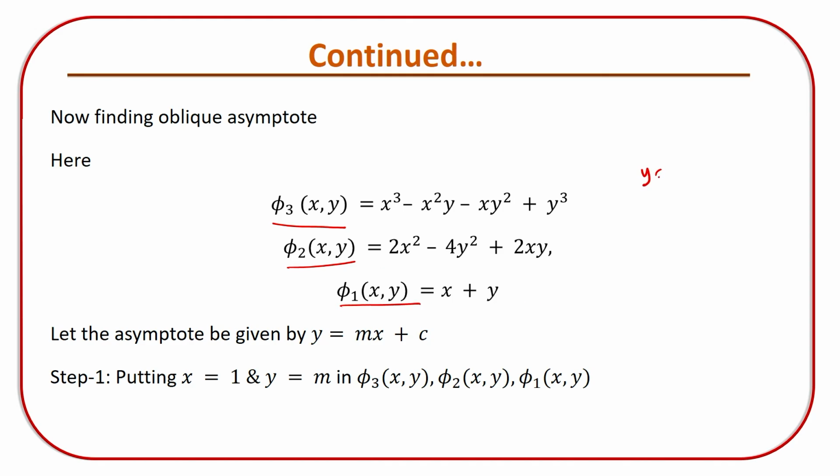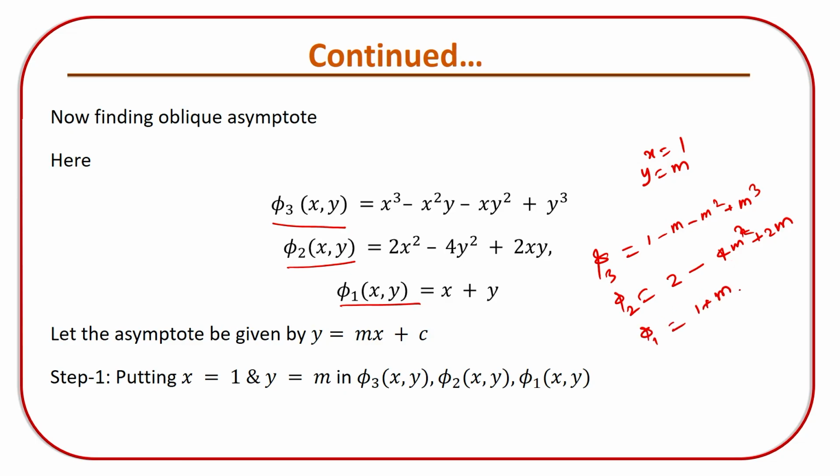Now, put y equal to m and x equal to 1. So, putting that here, what do you obtain? You will obtain phi 3 is equal to 1 minus m minus m square plus m cube, right. And what will be phi 2? Phi 2 is equal to 2 minus 4m square plus 2m, right. And phi 1 is equal to 1 plus m.